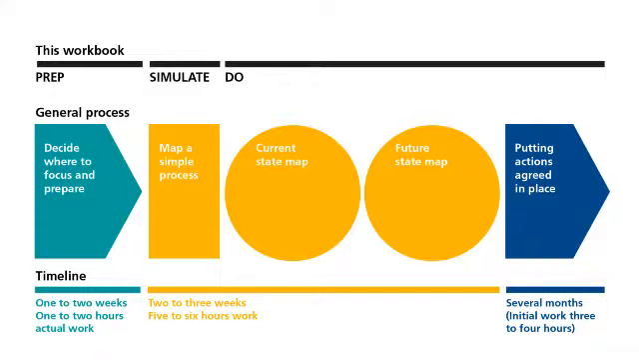Next, we'll move into a bit of a simulation, and that's about mapping a simple process. And when I say simple, I mean we're going to be looking at a cup of tea and how we make a cup of tea. Doesn't get much simpler than that. Then we get into the do phase. And for the do phase, there's 2 or 3 main sections, of which the first is we create a current state map. And this is mapping the current state of your process, exactly how it currently works.